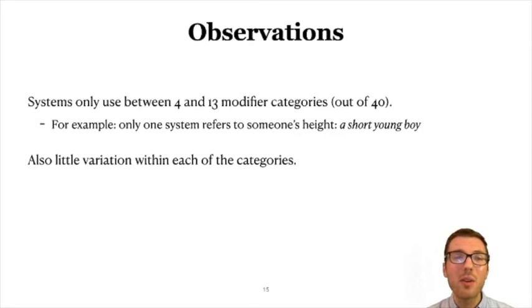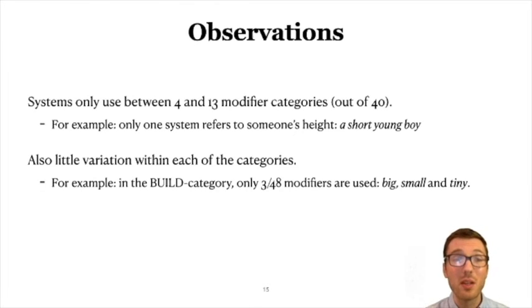The lack of variation, this idea is also supported by the fact that there's very little variation within each of the categories. So for example, in the build category, only 3 out of 48 modifiers. So only big, small, and tiny, but 45 other modifiers are just not to be found in the output.